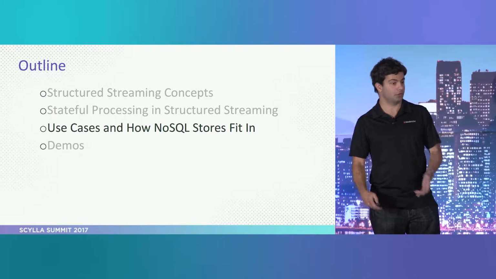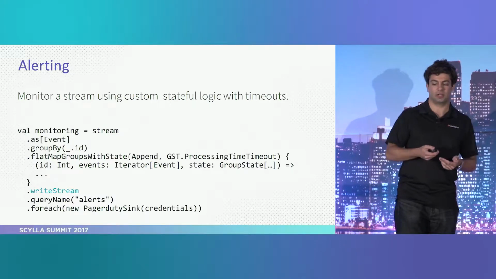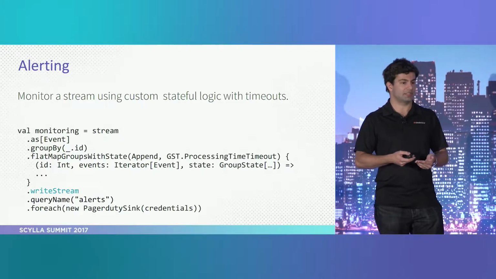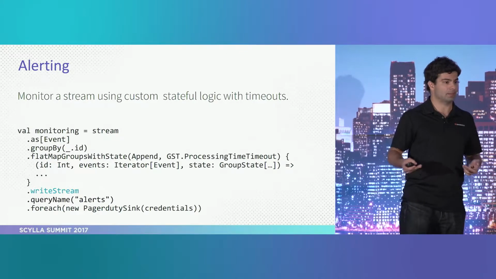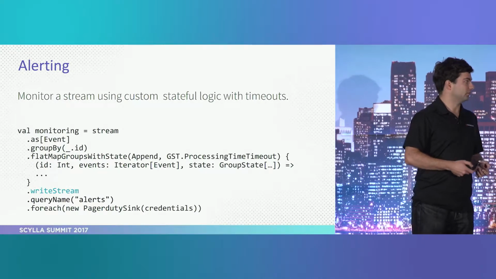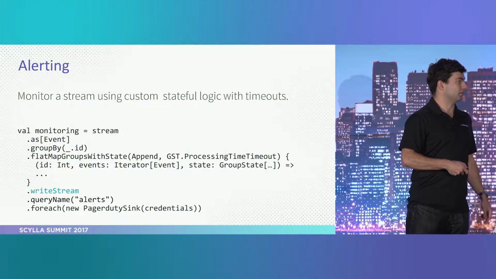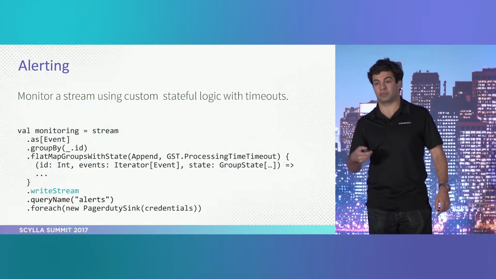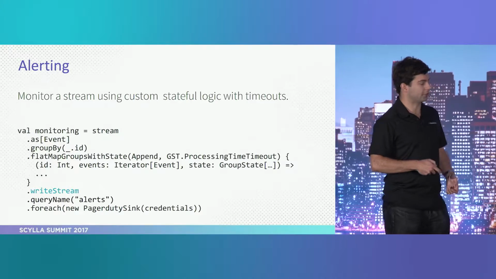So some use cases and how NoSQL stores fit in to these use cases. For example, a very nice alerting use case. You want to monitor a stream using some stateful logic with timeouts. Let's say our stream has events. We want to group by the ID of the event. And then we can use flatMapGroupsWithState in append mode, for example, with a processing time timeout. And you can put in any logic you want in here. And then you can write your stream using a foreach writer to, for example, PagerDuty. You can send PagerDuty alerts using RESTful APIs by the output of your stateful logic.